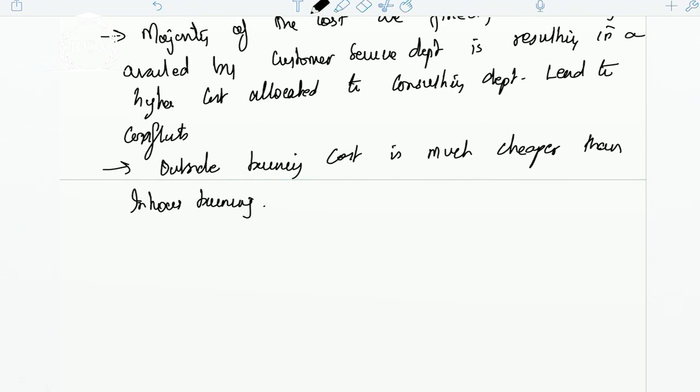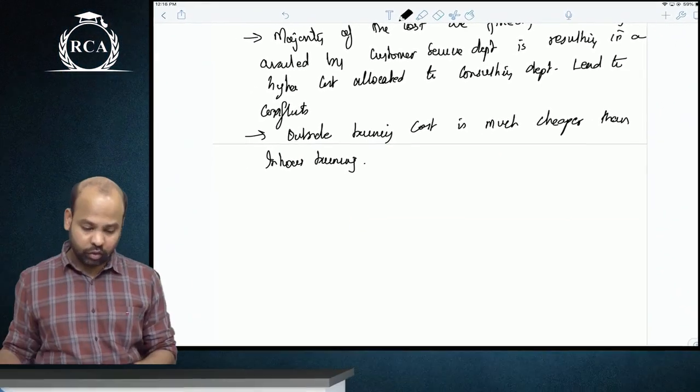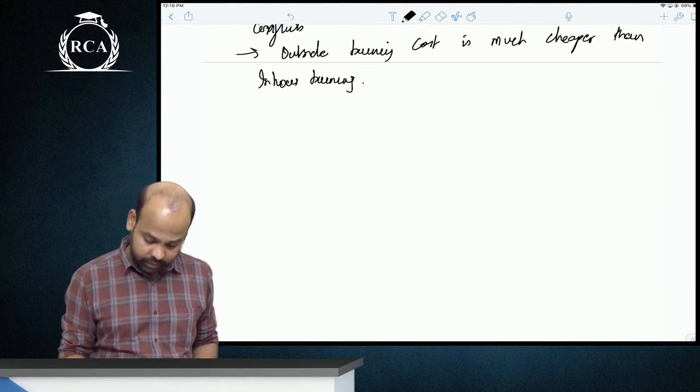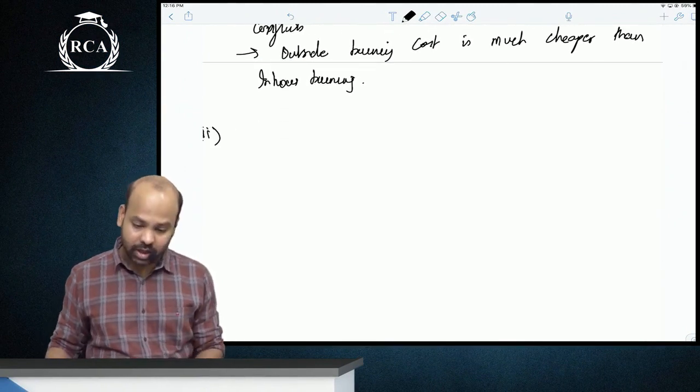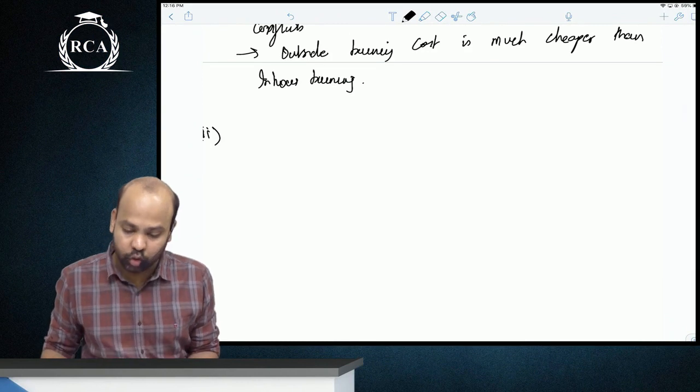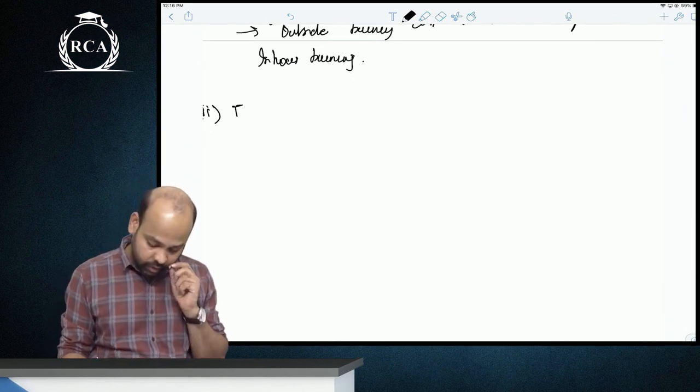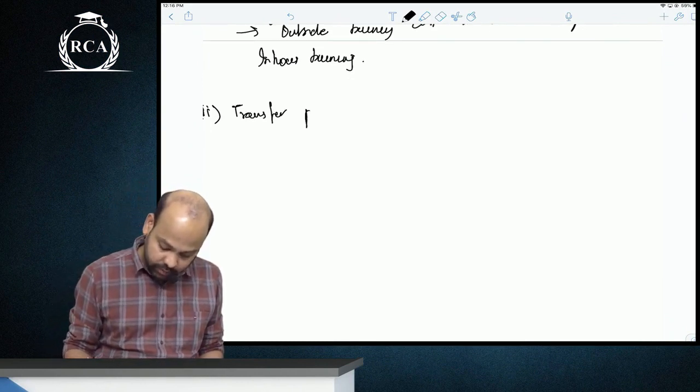Here guys, I hope you're all done. Now if you look at the second component, he's asking us to compute the transfer price, calculate the transfer price. So now what are we doing? Transfer price.